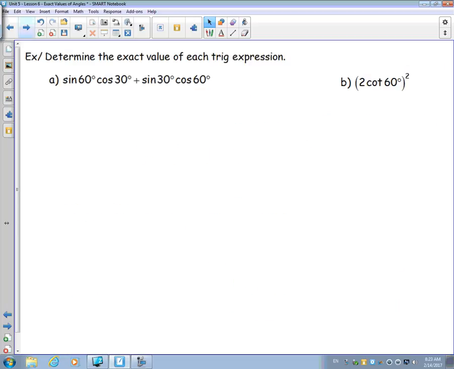Okay, last bit. Let's do some algebraic operations with these things. So I want to find the exact value of each trig expression. So we have math going on between trigonometric expressions now. We're going to approach this in the same way though. We're going to make little pictures.